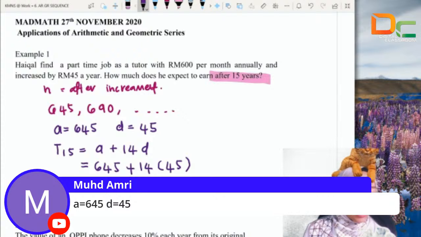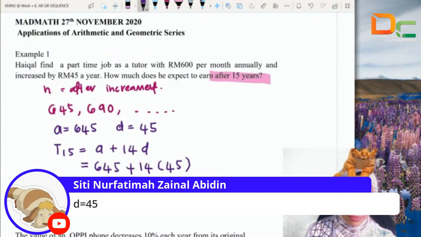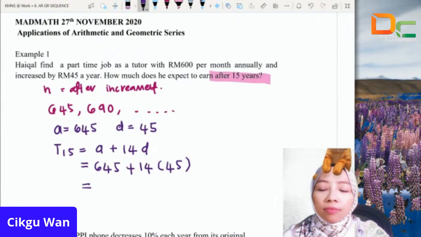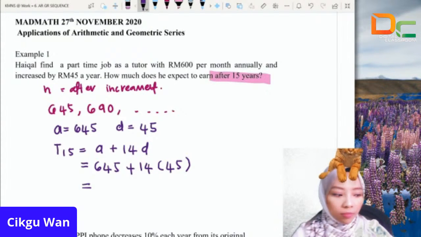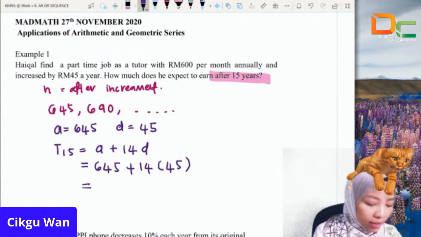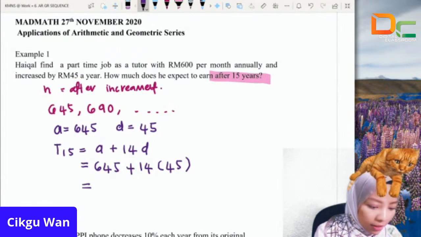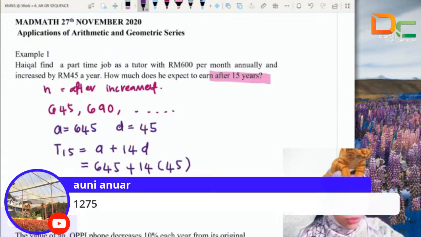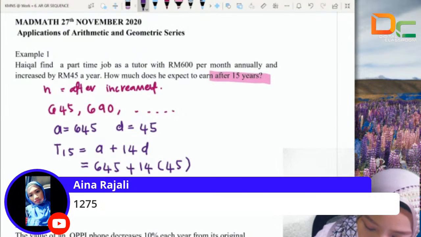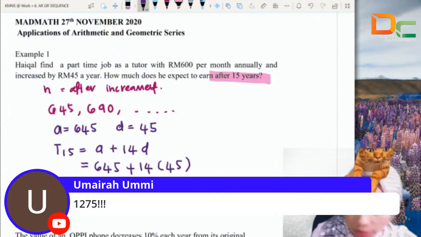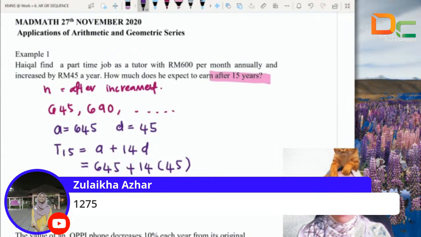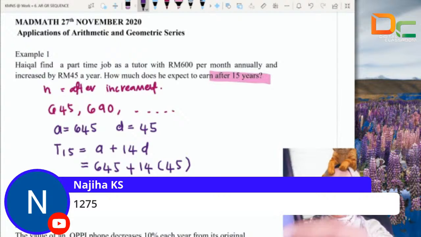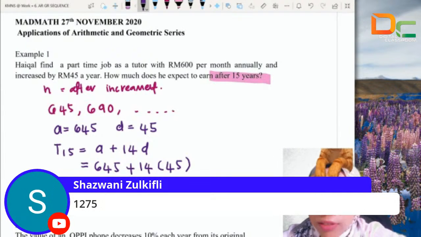Tolong tekan calculator berapa? Okay, boleh tekan calculator you all? 14 times 45 plus 645. Okay, 1275, right? 1275. Okay, so easy? Easy, boleh? Okay, so I'll proceed. Alright. Okay, so please 1275. Okay, please calculate for me.